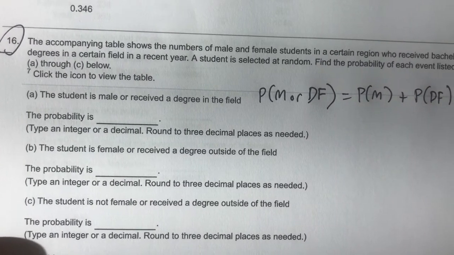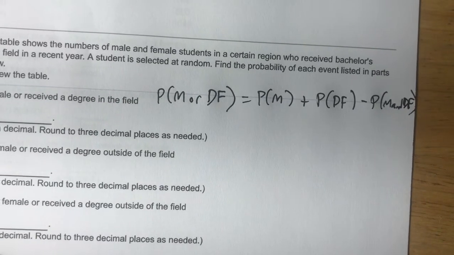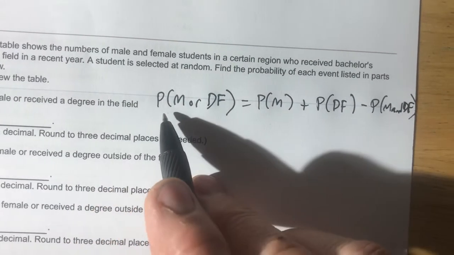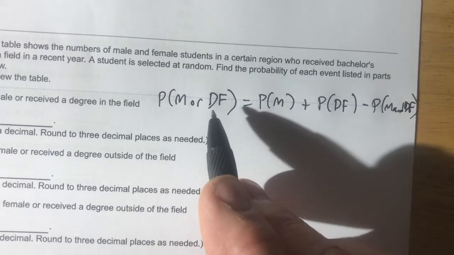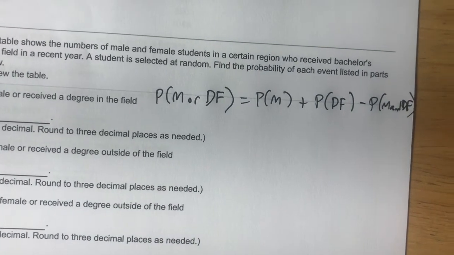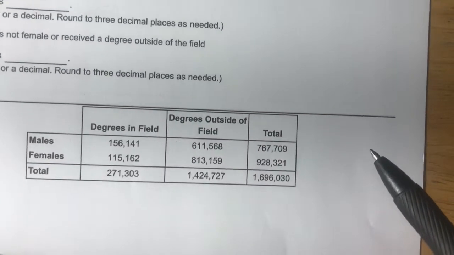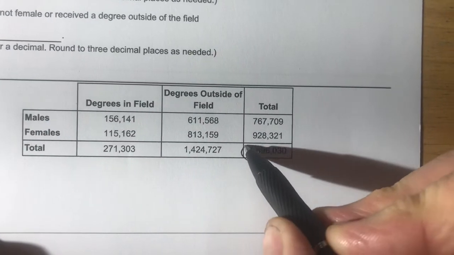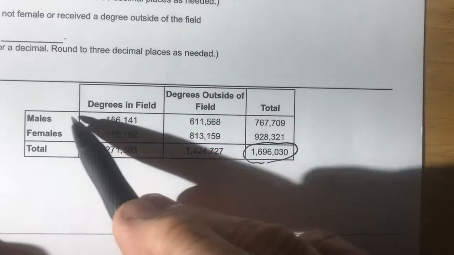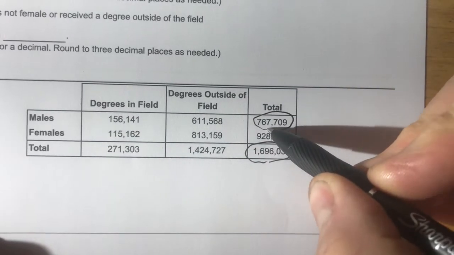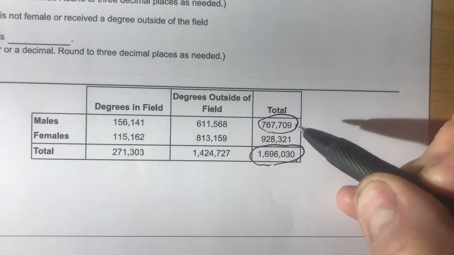I'm running out of room. Okay, because these I don't believe are mutually exclusive, because it seems like you could be male and get a degree in your field, so they're not mutually exclusive. All right, so what's the probability that they're male? So look at the thing down here. Here's my total right here. So males right there, there's this out of this. So I divide those two.